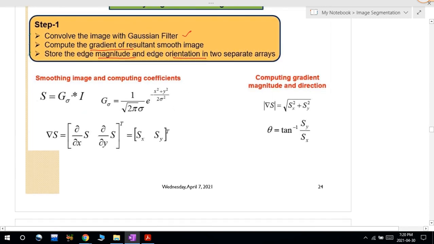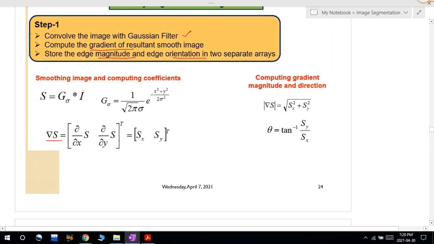First, for whatever image there is, I will apply the Gaussian filter. The Gaussian filter has this formula: 1 by square root of 2 pi sigma, e power minus (x square plus y square) by 2 sigma square, with standard deviation sigma. So first I will convolve the original image with the Gaussian filter. After convolving, I will find the gradient. The gradient is nothing but dou s.